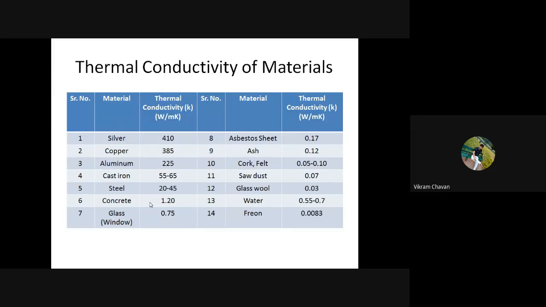Why are we building a home? Because we want some space, and in that space the environment should be different from the external environment. That is the main purpose.